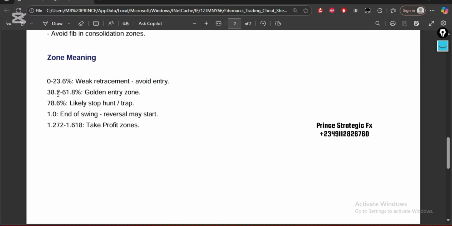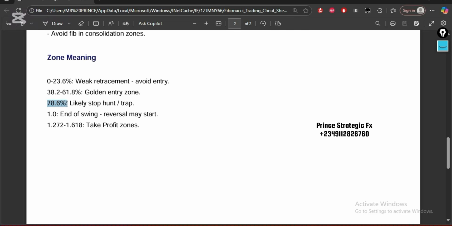Now for the 38.2 to 61.8 level, which is the golden entry zone, right? Let me explain it again. 38.2 to 61.8 level, which is the golden entry zone. You understand? It is the golden entry zone. I will explain, just hold on.